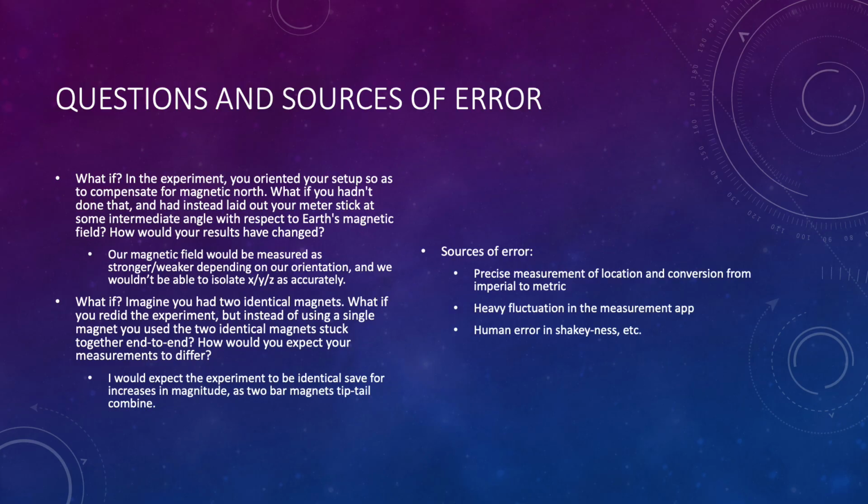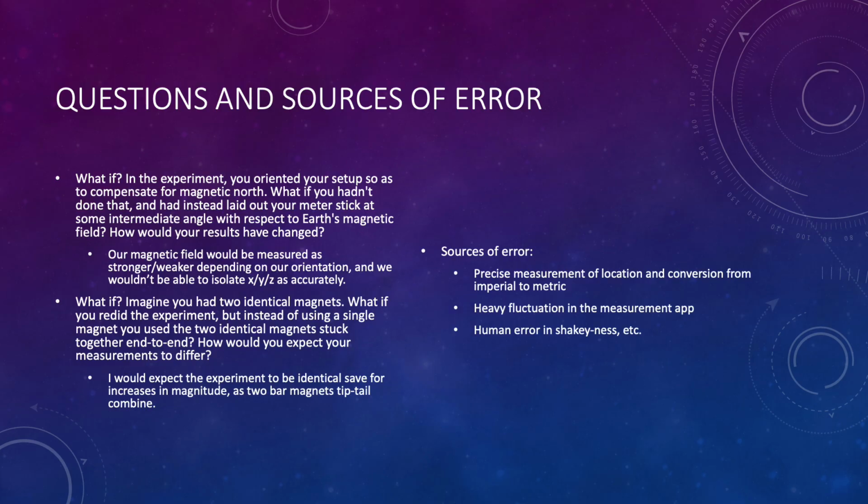We also wouldn't be able to, in our setup, we made some presumptions based on that alignment that allowed us to separate the X, Y, and Z components of our own magnet with respect to our own magnet. That's going to be different and going to be even more impacted by the magnetic field from the Earth in the other direction.